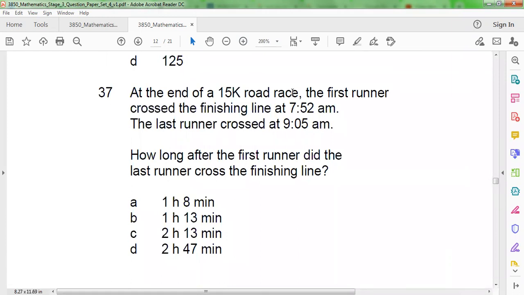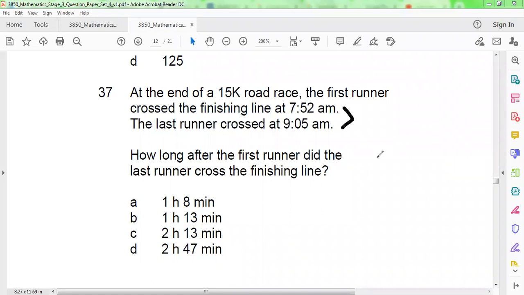So at the end of a 15K kilometers road race, the first runner crossed the finish line at 7:52. The last runner crossed at 9:05. How long after the first runner did the last runner cross the finish line? So basically, they want to find out the time between these two times.